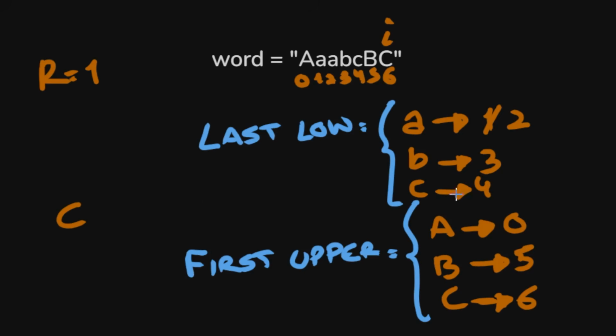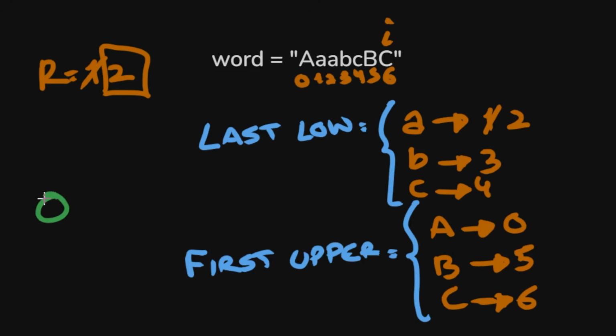Next we continue with c. We do have lowercase and uppercase c's in these 2 maps and 4 is smaller than 6, so we add 1 to the result and this is 2. Then we continue with D, E, and so on. Finally, the result here is 2.